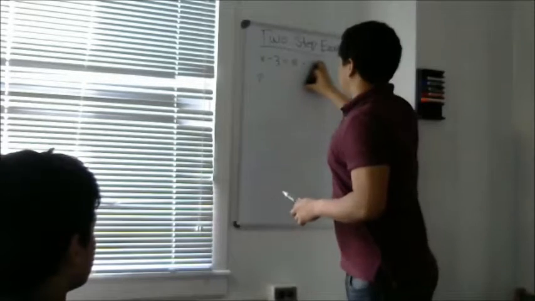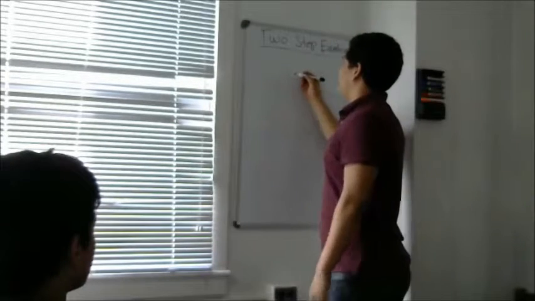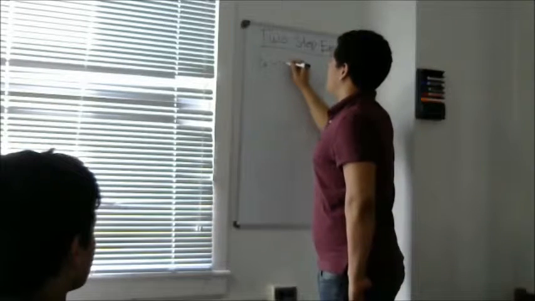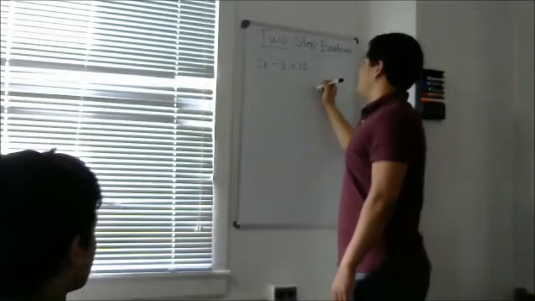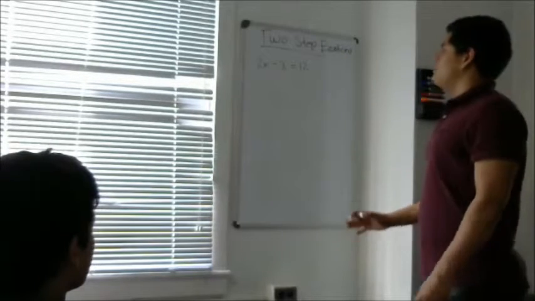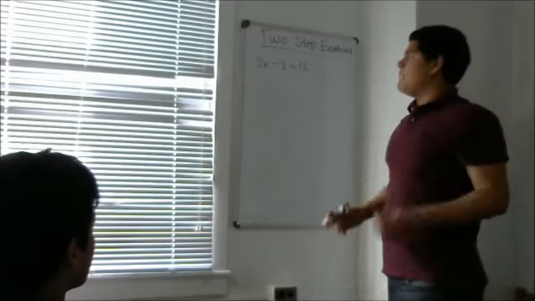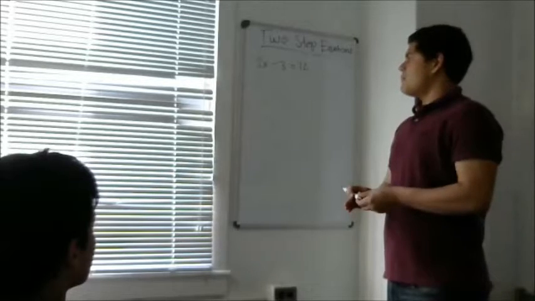And so a two-step equation would be an equation with two steps, as you can tell by the name. So if you combine these two, you get 2x minus 3 equals, let's say, 12. A two-step equation would be solving something like this. And so it's basically a repetition of the one-step equation with a little bit of structure.